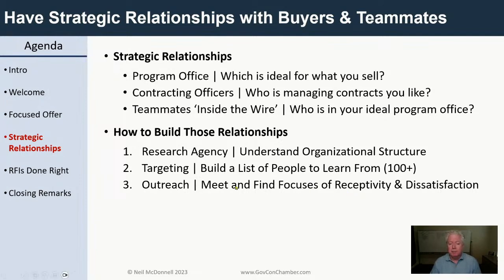But basically, the 3 steps you want to follow to building strategic relationships out there is: research the agency, really understand where do I need to build relationships. It'll be with these three groups of people, right? Program office, contracting office, and teammates. But where within that organizational structure? And then the second thing you do is identify people within those offices that you have found.